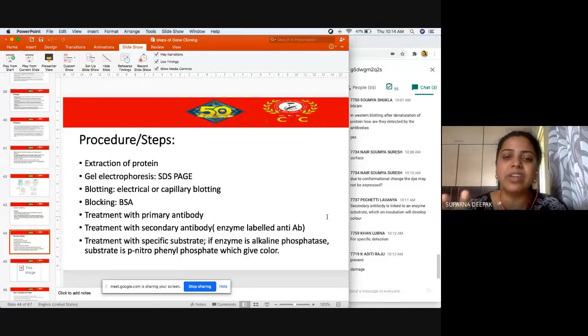Second reason: when you are labeling these antibodies with your enzyme, there could be some changes in the antibodies that may affect the binding to the primary antibody. If you are labeling the primary antibody itself, then the binding of your antibody to your protein is going to be changed, or the binding may not take place. So that is the reason why a secondary antibody is always used. Always you go for indirect binding as compared to direct binding.